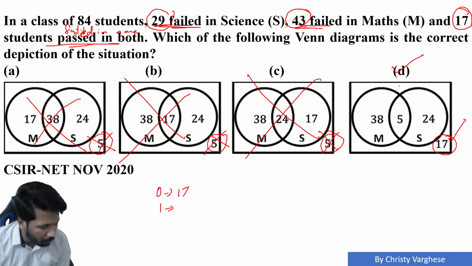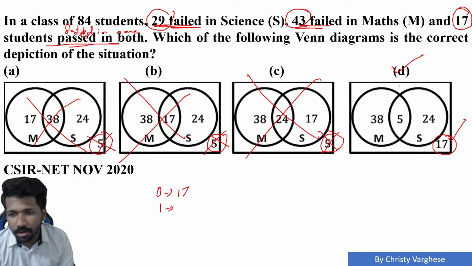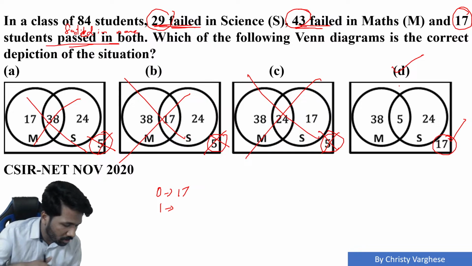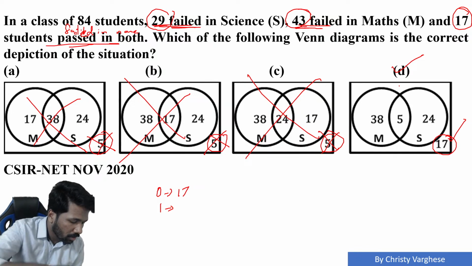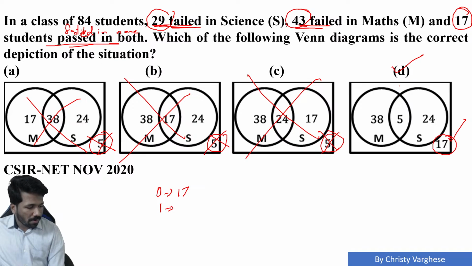So this is an example of a data interpretation question. Is it clear to all of you?